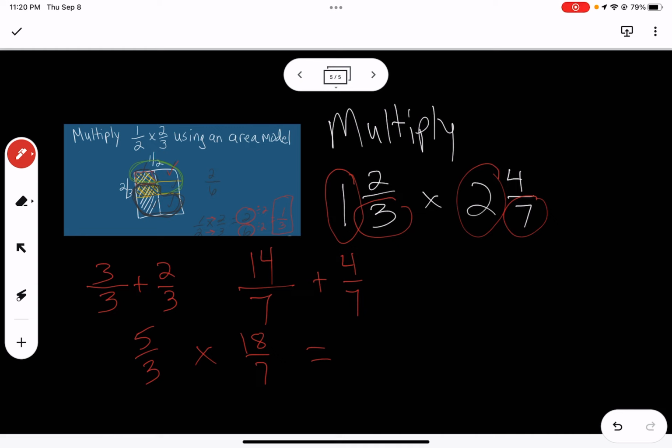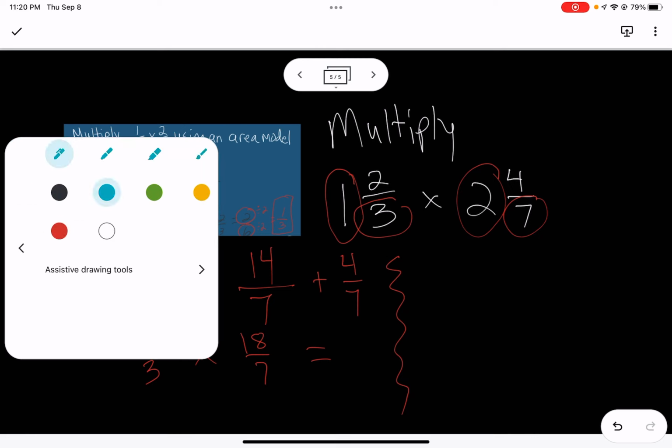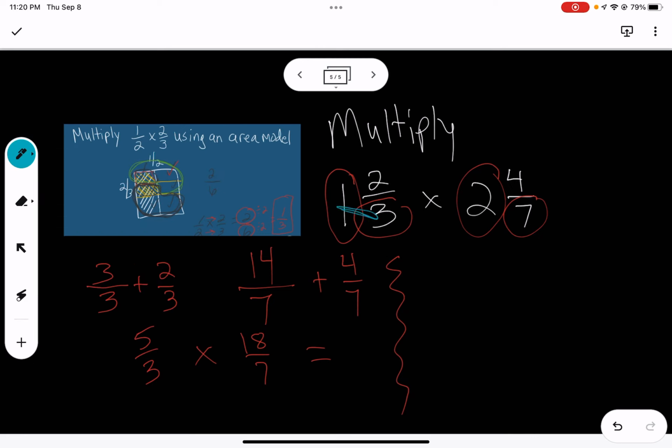Okay, now I told you I would show you a shortcut to changing them. So let's show you the shortcut. The shortcut is another pattern that's found. If you simply multiply the whole number by the denominator, 1 times 3 is 3, and then add it to the numerator, you would get 5. 3 plus 2 is 5, and you would leave your denominator the same, and you'll notice that you get the same exact top-heavy fraction that you got the long way. But again, this one is the way that shows understanding.